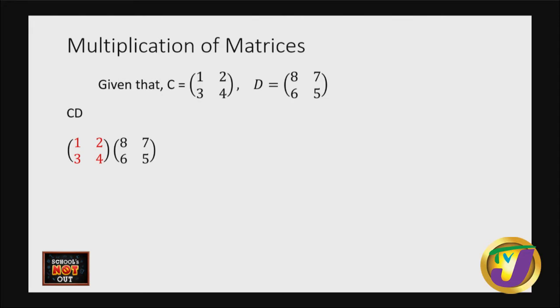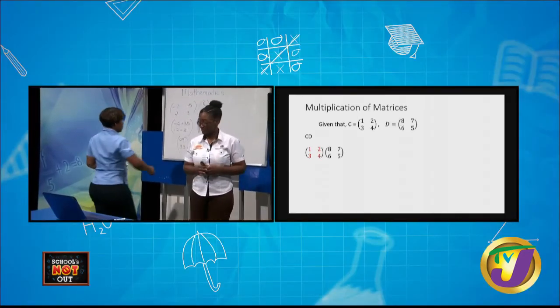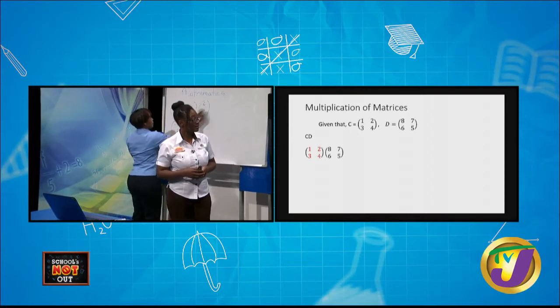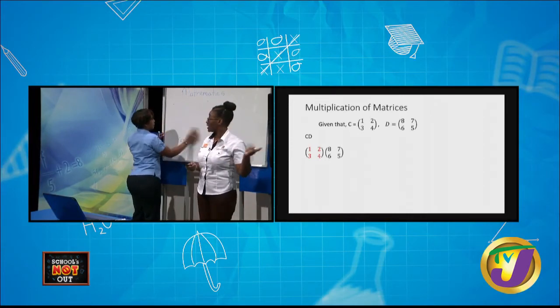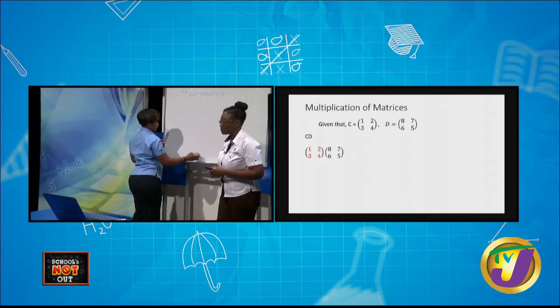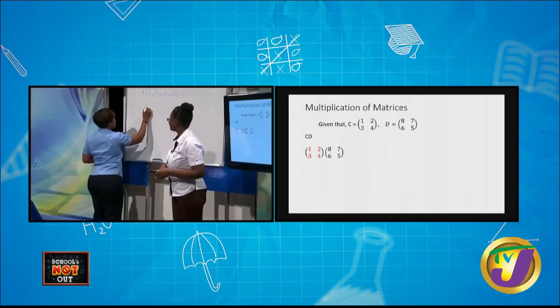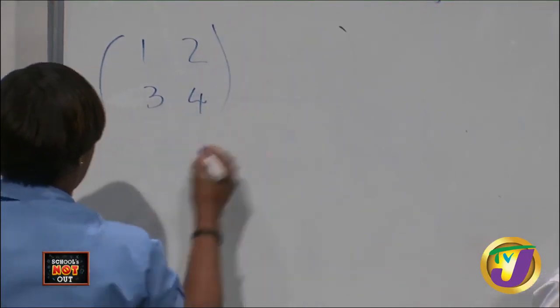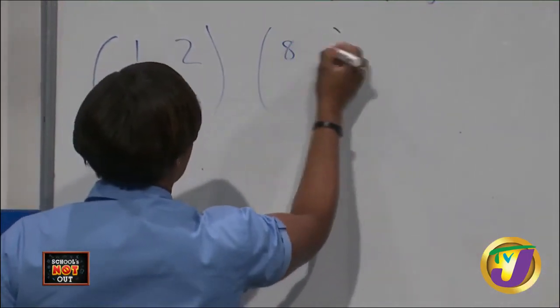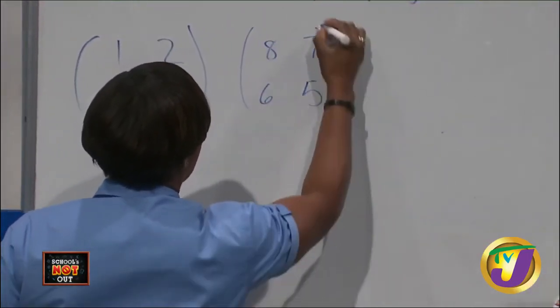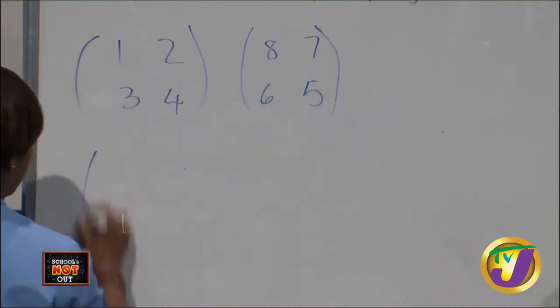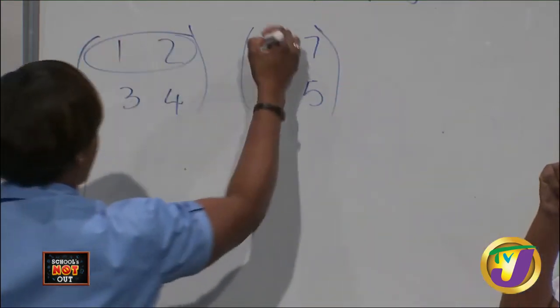Now, this board is a little small. We can do one of them on the board and then we'll pick up on the slide. So let's just do one on the board. Give me the first matrix again. 1, 2, 3, 4. And 8, 7, 6, 5. All right. And it's row by column.